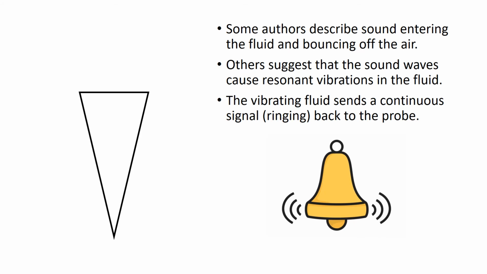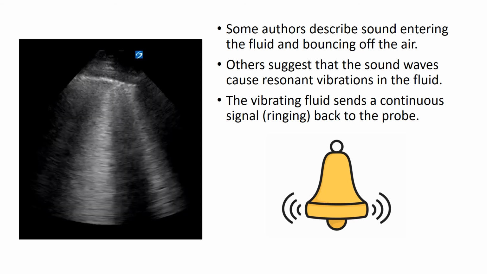You can almost think of this as like a bell that gets hit with a hammer. For as long as that bell is vibrating, it's emitting some kind of signal. And a B line is basically the visualization of that constant ringing sound.